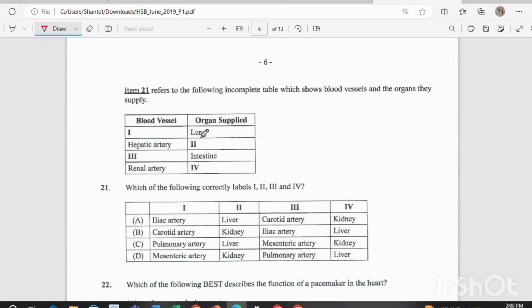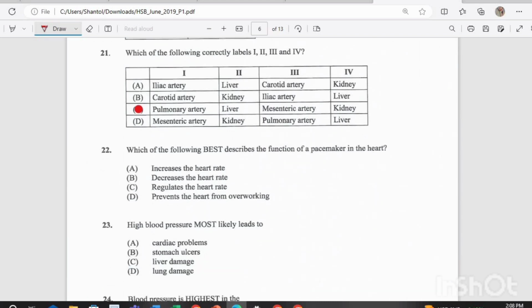So let's look at part 1 because we know the lung. So part 1 could either be A, the iliac artery, B, the carotid artery, C, the pulmonary artery, or D, the mesenteric artery. And if you remember the respiratory system, when you hear pulmonary, it is referring to the lung. So because the pulmonary artery is labeled as number 1 for the blood vessel, we know that the rest of them should line up. The hepatic artery supplies the liver, the mesenteric artery supplies the intestine, and then the renal artery supplies the kidney. So the answer there for 21 is C.